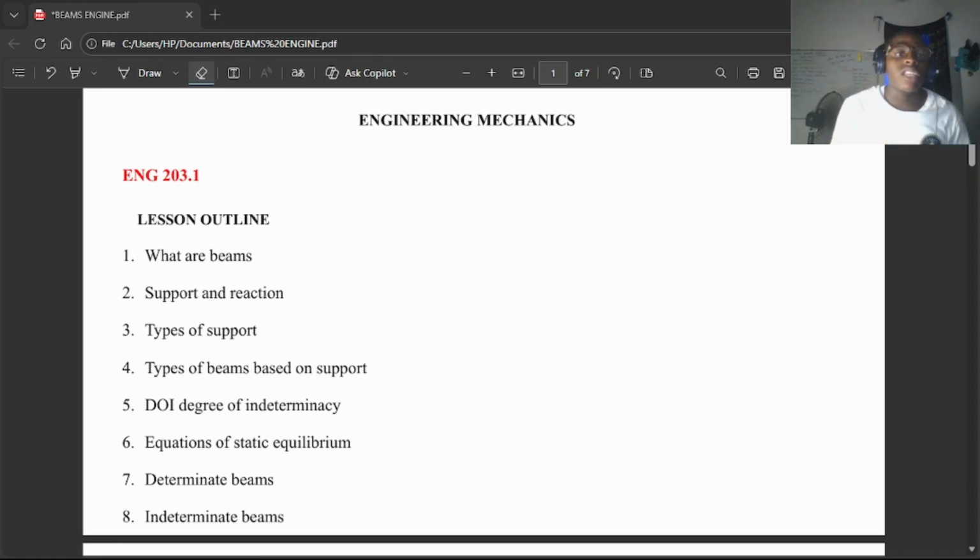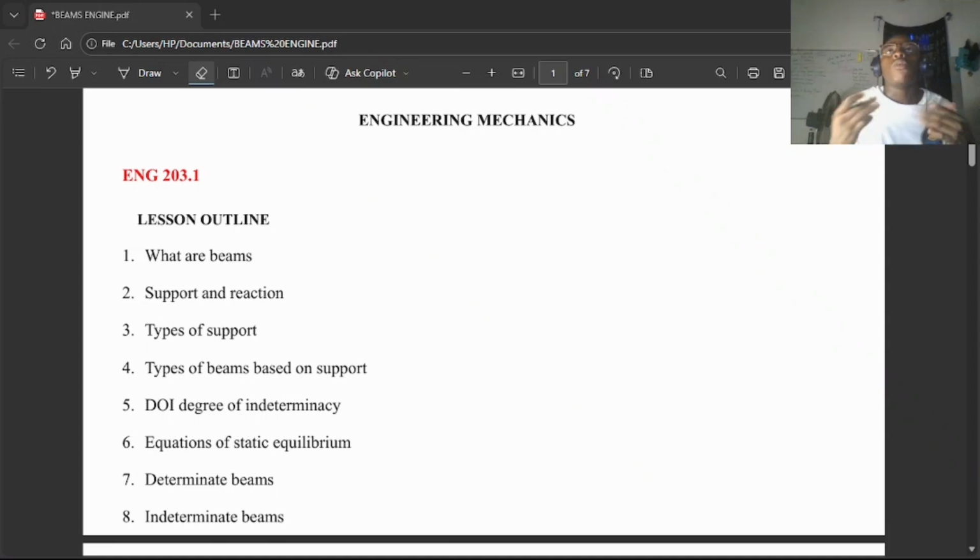That brings us to the next one, which says what? Types of support. Every beam has its own unique type of support that is holding the beam. Am I communicating? Sometimes you see two supports, and those two supports have their own reactions. So it's left for you to identify the support you are seeing holding the beam. Am I communicating?